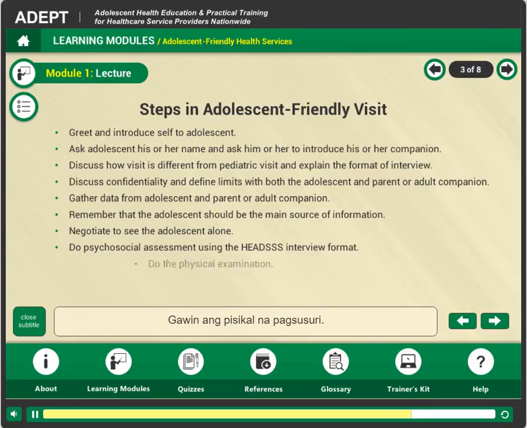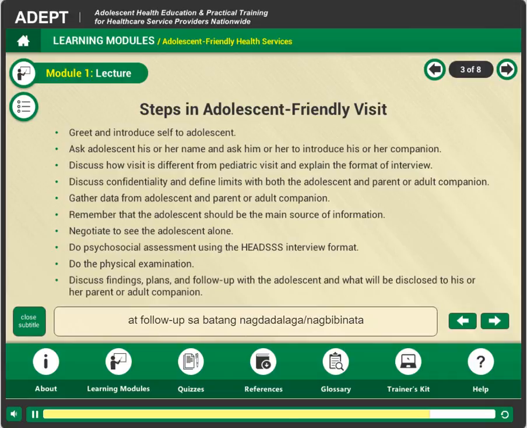Do the physical examination. Discuss findings, plans, and follow-up with the adolescent and what will be disclosed to his or her parent or adult companion. Call the parent or adult companion back and summarize plans. Thank the adolescent and the parent or adult companion.